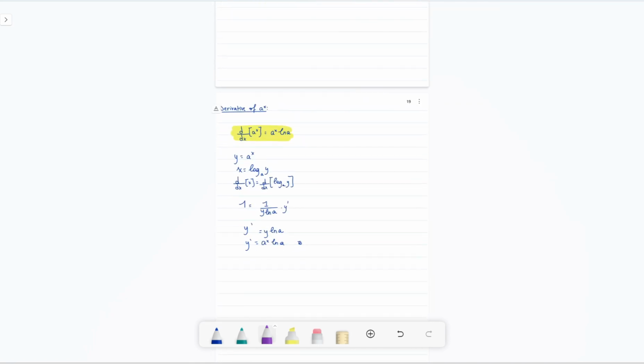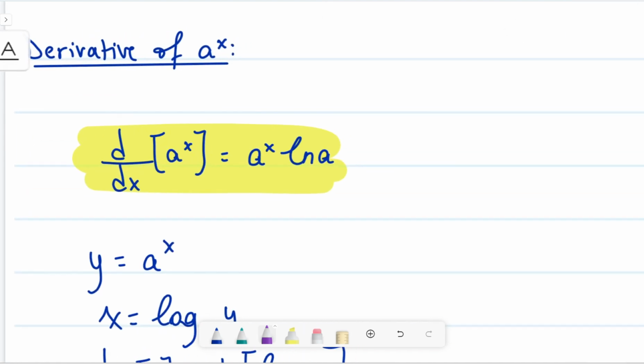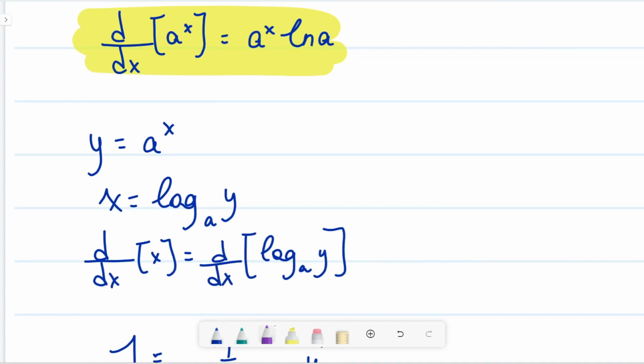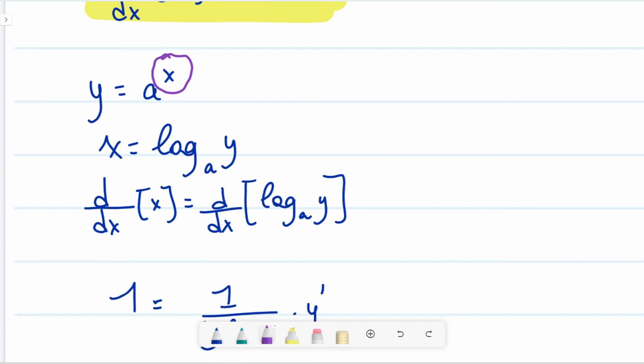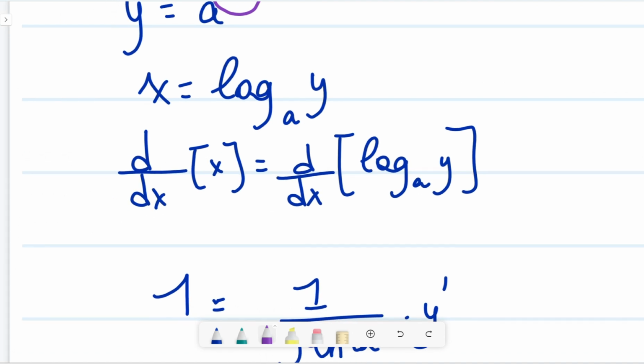And the final derivative proof we will look at is the derivative of a to the power of x. So the derivative of a to the power of x is a to the power of x times ln of a. This proof will use implicit differentiation. So first of all, let's start by defining y equals a to the power of x. So this is the same thing as solving for x equals log base a of y. Now I take the derivatives on both sides. Derivative of x equals the derivative of log base a of y.